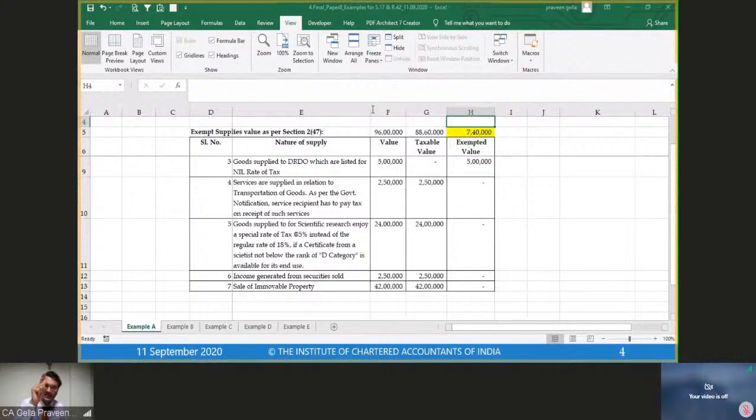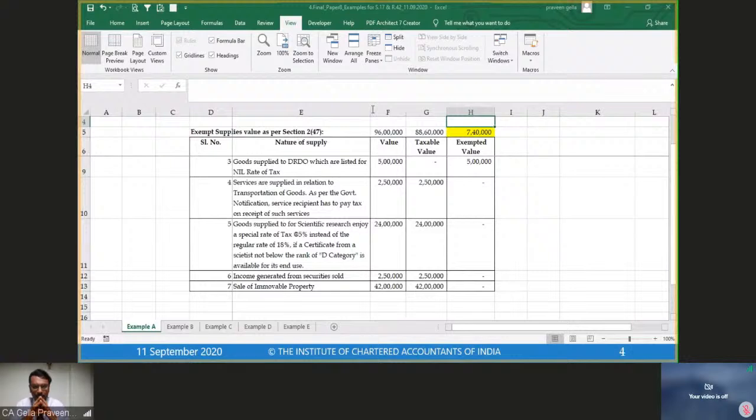This 5 lakhs, there is a difference called nil rate of tax. Section 2(47) says where there is a rate of tax nil or exempted, by virtue of that, 5 lakhs is to be included. Hopefully you got the reason why there is a difference. Sanjana, that is the difference you have got.